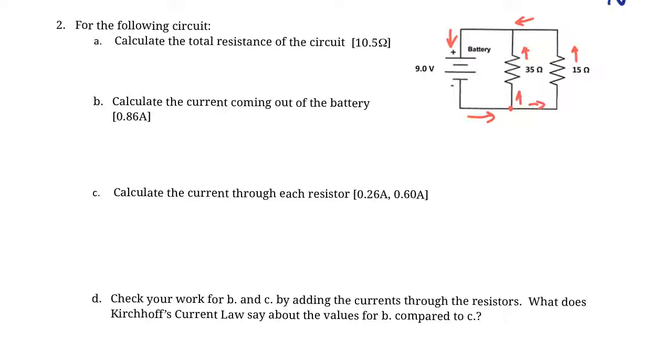So that's why this might be a little bit more tricky, but you'll see it's similar to the previous question we did. First of all, we need to calculate the total resistance of the circuit. So in order to do that, I'm actually going to label these resistors.